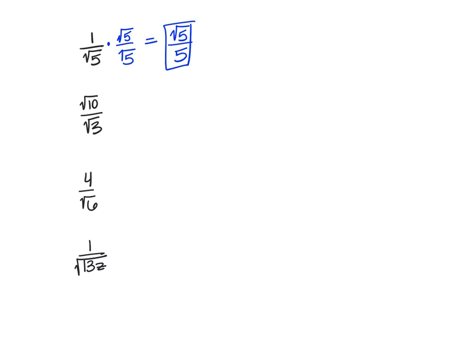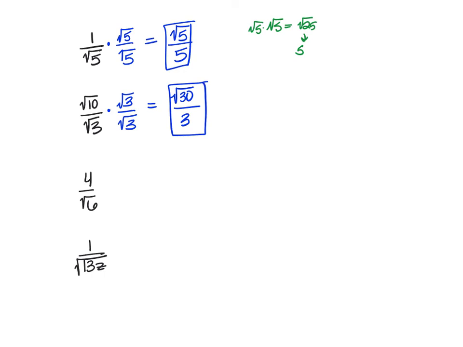Just to remind you, the square root of 5 times the square root of 5 is the square root of 25, which simplifies to 5. Okay, next example, we're going to multiply by root 3 on the top and the bottom. This will give me the square root of 30, and then root 3 times root 3 is just going to give me 3, because root 3 times root 3 is root 9, and the square root of 9 is 3. Root 30 doesn't simplify, so this is your final answer.